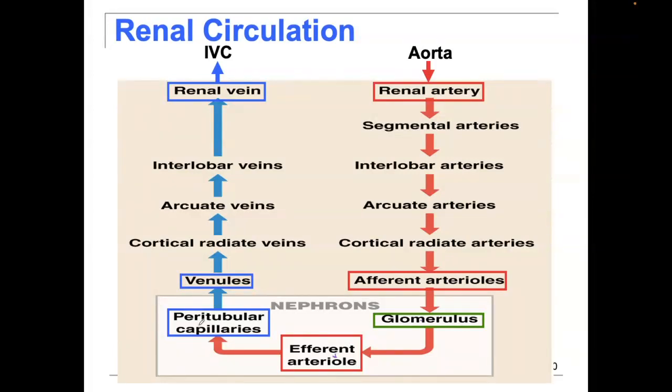Now you have the peritubulars. I'm going to show you where they are. And now we're back into the venule system, the exact same structures, but on the venous side. There's a cortical radiate artery, cortical radiate vein, arcuate artery, arcuate vein, interlobar artery, interlobar vein, renal artery, renal vein, and it brings it back into the inferior vena cava. Okay, so we'll go through that linear structure again.